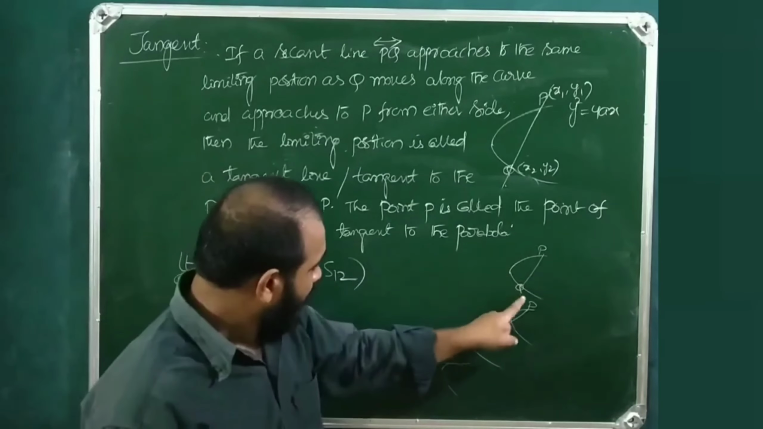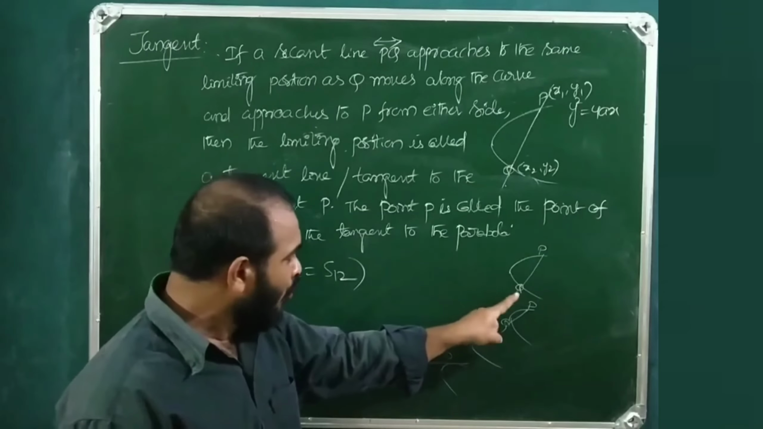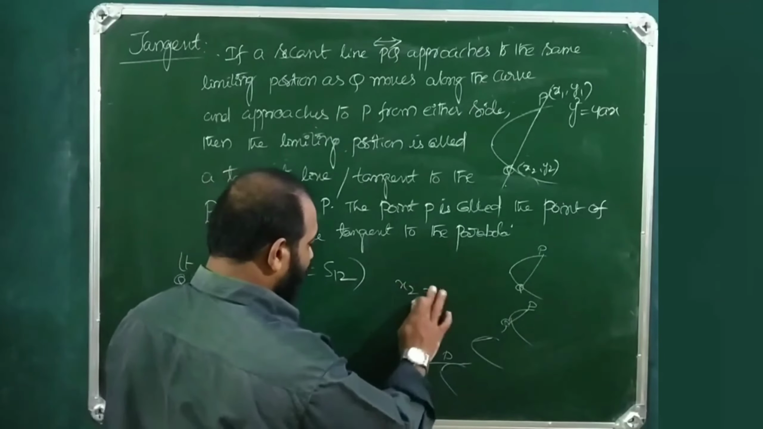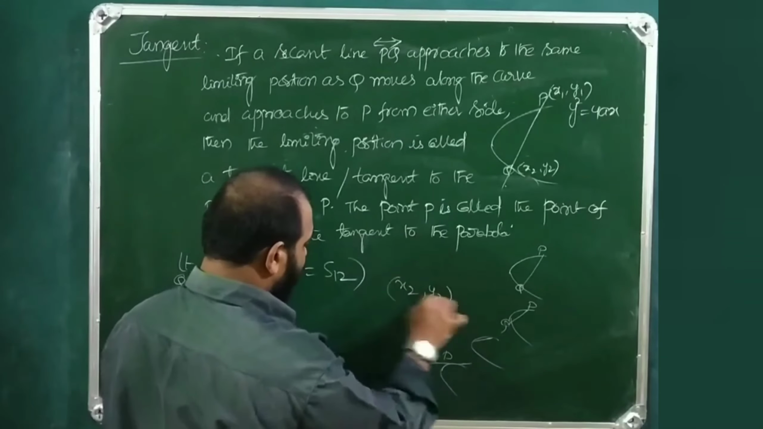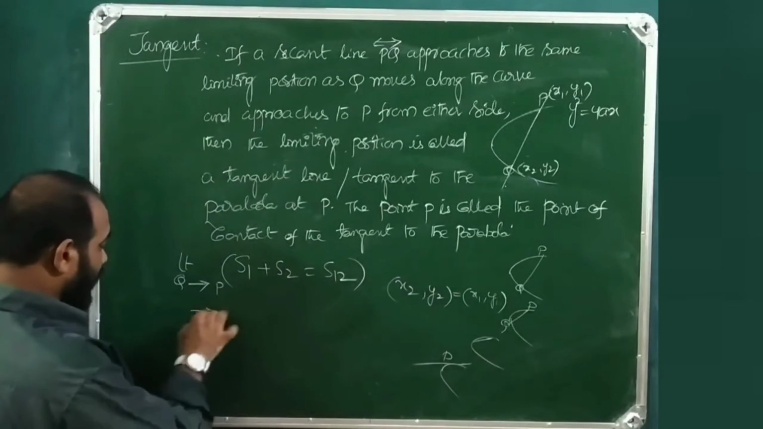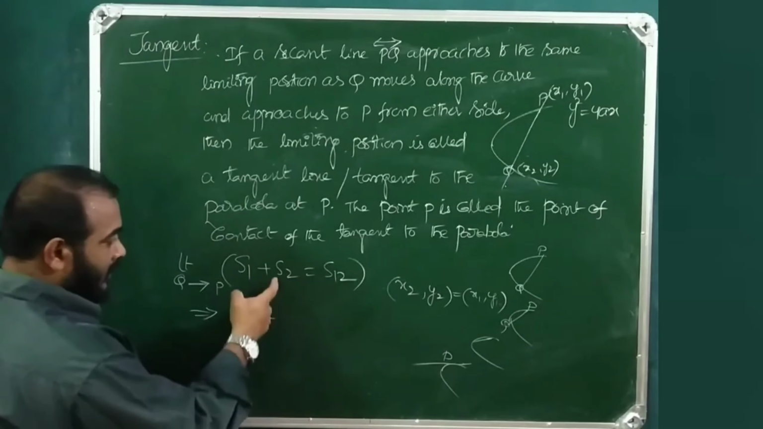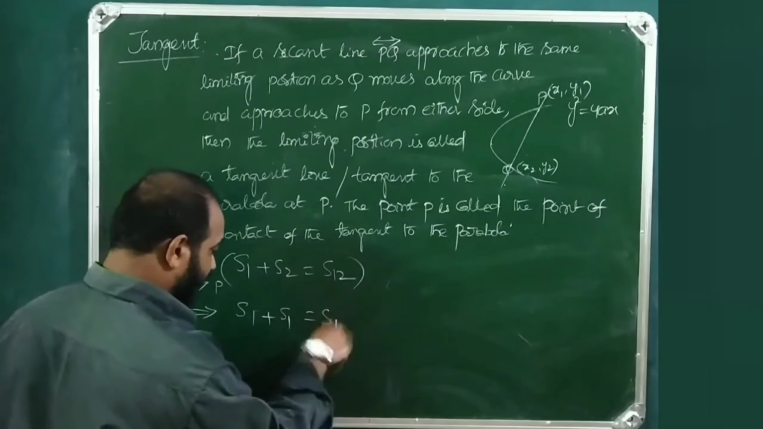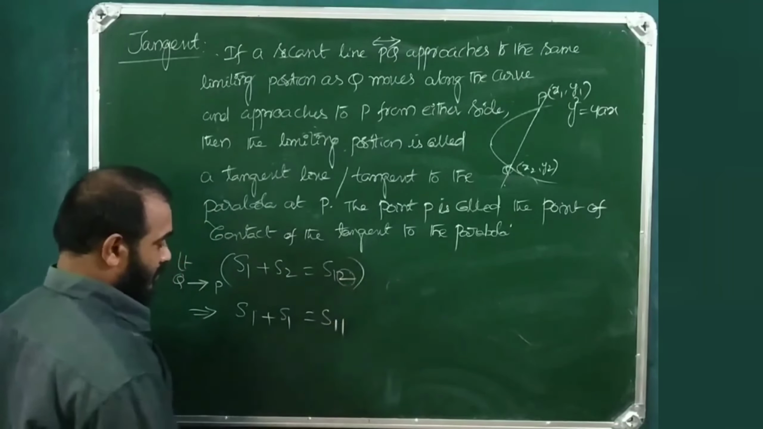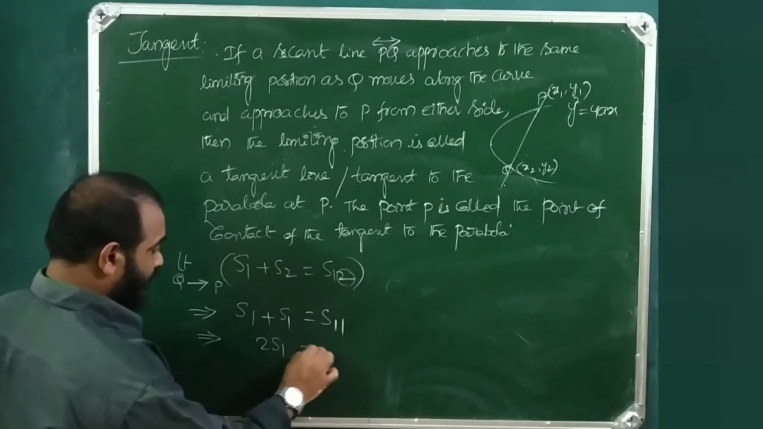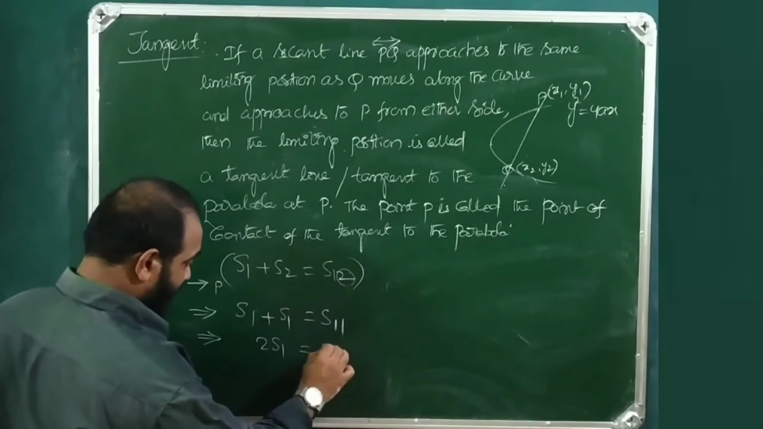So if Q keeps on moving, then Q equals P. That means (x2, y2) is equal to (x1, y1). So that means S2 also becomes S1. S1 is equal to S1. These 2 also become 1. So this is equal to S1 plus S1, which is 2 S1, equals S12, which becomes S1.